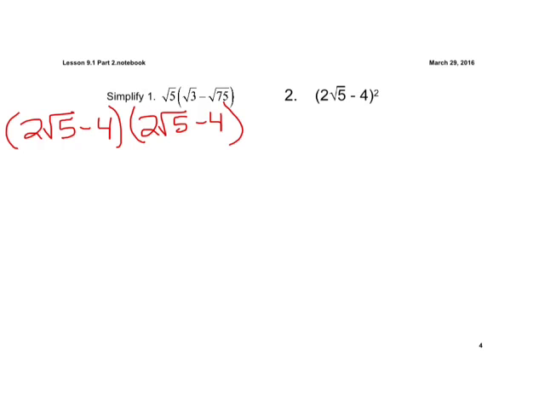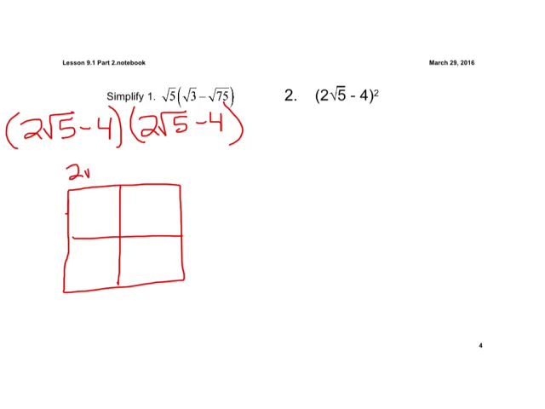Okay, think back to chapter 8. Think back to our last chapter. When we are multiplying binomials, we're going to use the box method. Okay, that actually didn't go away. Like it or not, it's still here. So we're going to make our box. Remember, first term right here, 2 square root of 5, and we have a minus 4. 2 square root of 5, and a minus 4.